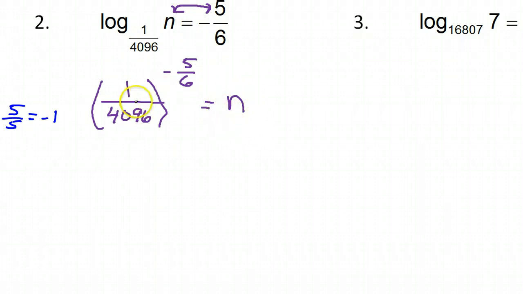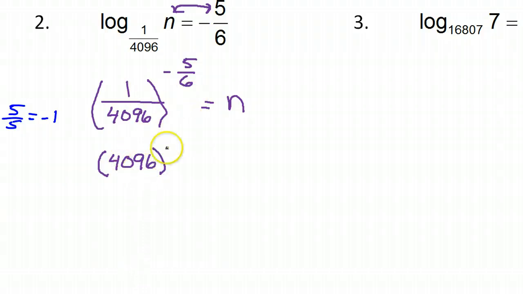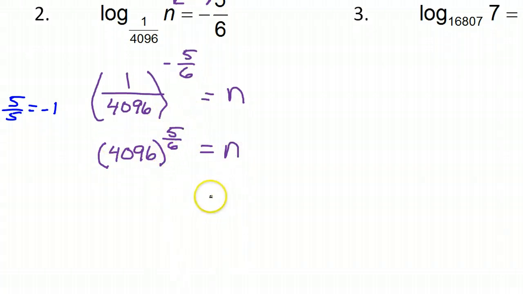Okay, so all I have to do is evaluate this. Now the easiest way to evaluate a fraction to a negative power is to do the reciprocal. So the reciprocal of 1 over 4,096 is just 4,096. So this is the same thing as 4,096 to the positive 5/6 power. Okay, the variable is already by itself, so all I have to do is evaluate this.